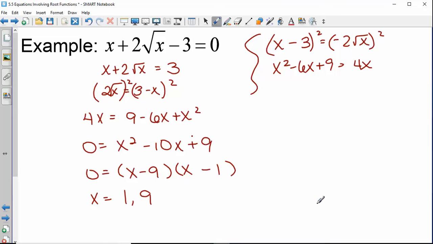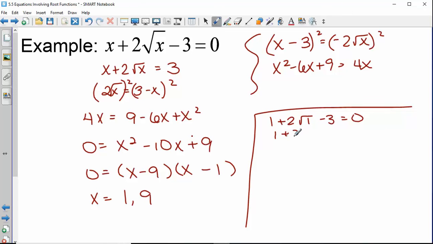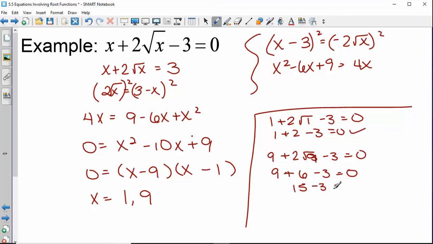Now when you plug it in to check it, do you do the original? Yes, always plug into the very original. So if I put in a 1, I get 1 plus 2 minus 3, which does equal 0. If I put in a 9, I get 9 plus 2 radical 9s, so that would be 6. Does 15 minus 3 equal 0? No, so the 9 does not work, so 1 is my only answer.